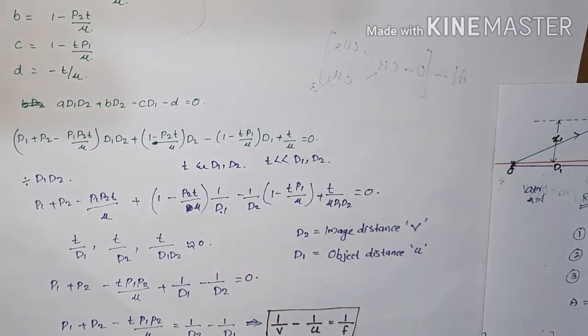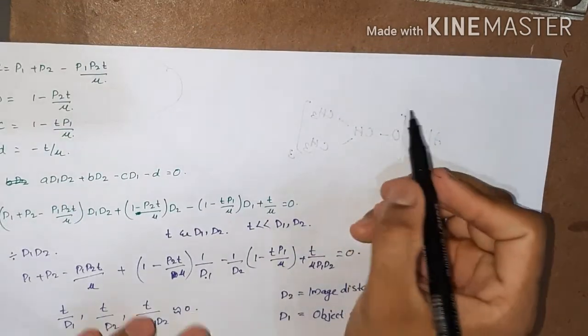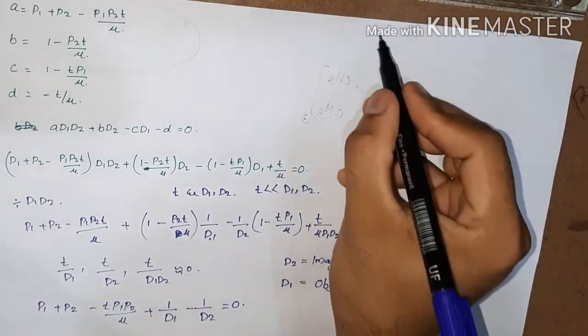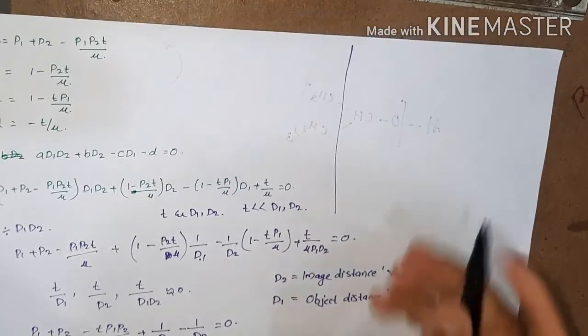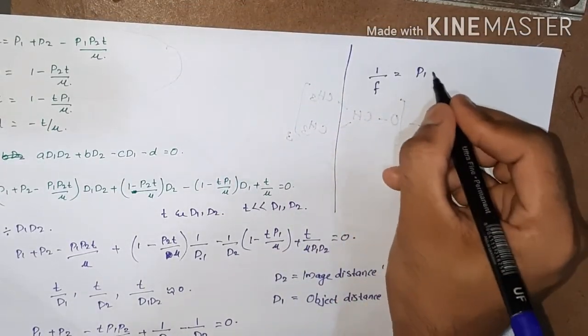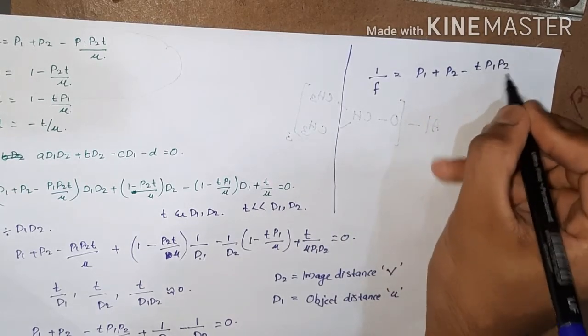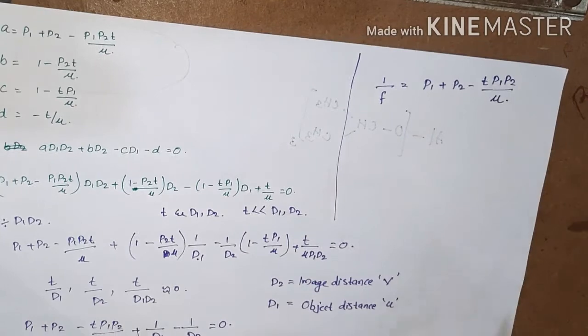So from the lens maker's formula, we can write 1 by v minus 1 by u is equal to 1 by f, and from this derivation we can observe that 1 by f will be equal to p1 plus p2 minus t p1 p2 divided by mu.